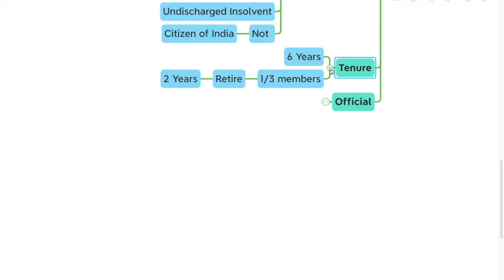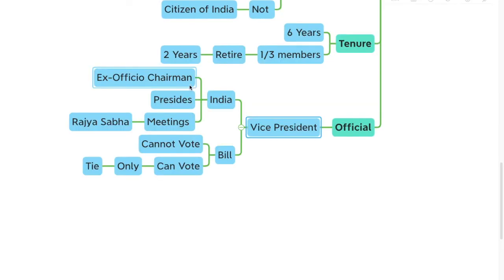Rajya Sabha members have a tenure of 6 years. One-third of the members retire every 2 years. So, who are the officials of the Rajya Sabha? The Vice President of India is the ex officio chairman who presides over the meetings of the Rajya Sabha. When a bill or any other resolution is to be passed, he cannot cast his vote. He can only cast a vote if there is a tie.